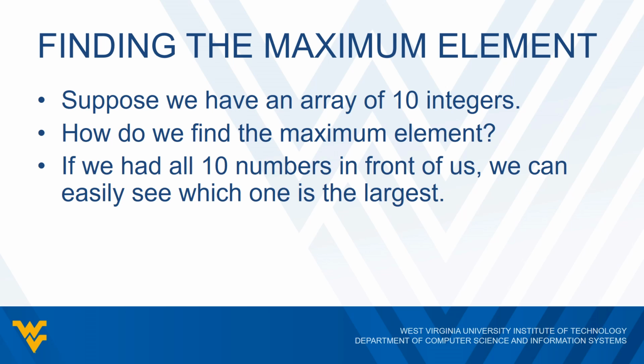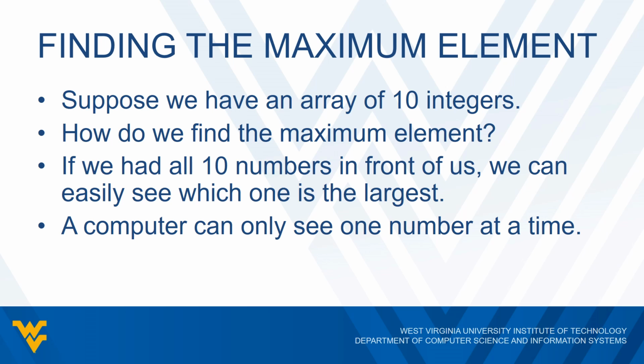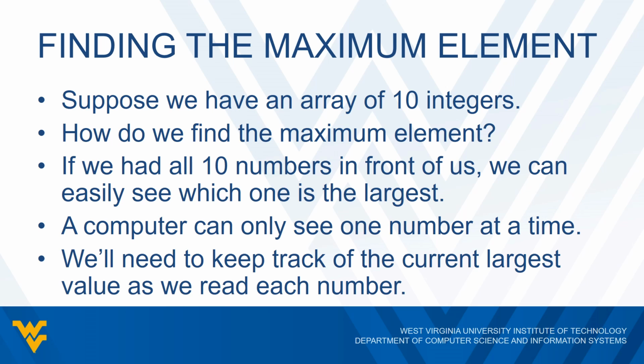A computer can't look at all the numbers at once and just say, yep, that one right there is the largest one. A computer can only look at one number at a time. So when it's looking at the array elements, it can only see one element of the array at a time. So what we would do is we'll traverse through the array, and as we go through the array, we would keep track of the current largest number as we read each one.